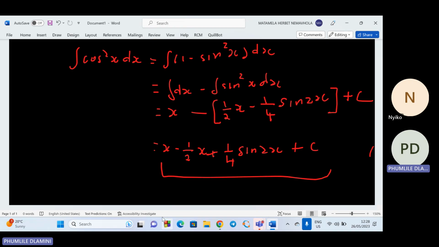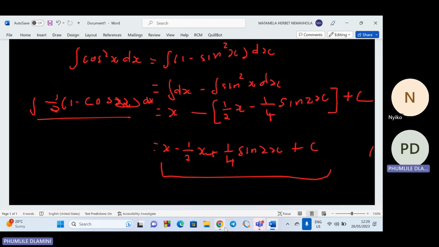So we have worked it out using the method, or if you want, you can first substitute for sine squared x. You can first substitute 1 over 2 in the integral, 1 minus cos 2x. Then you work it out. So this is how we work them out.